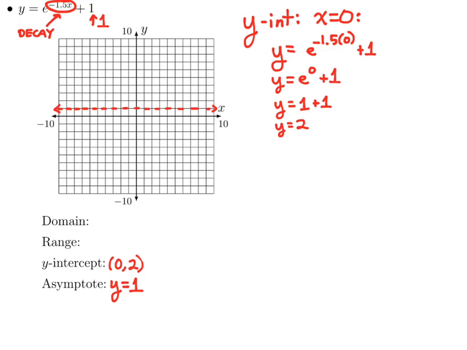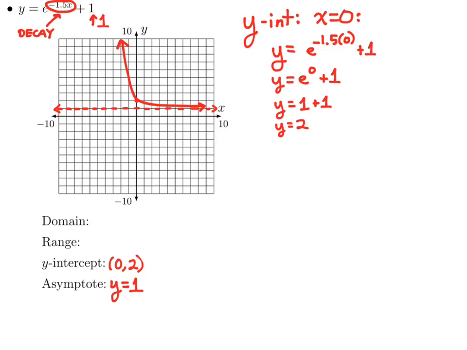Not so terrible, really. A little scary looking with the e, but in the end, poof, not that exciting. So (0, 2), put the dot down, and then swoop your way down to happiness. Now I said down this time because it's exponential decay.